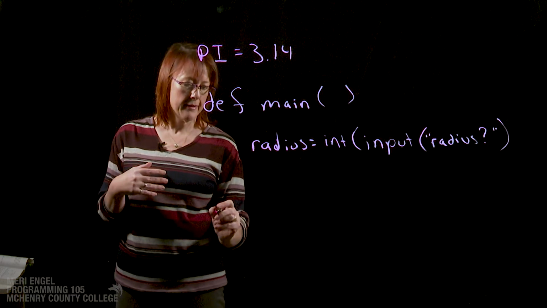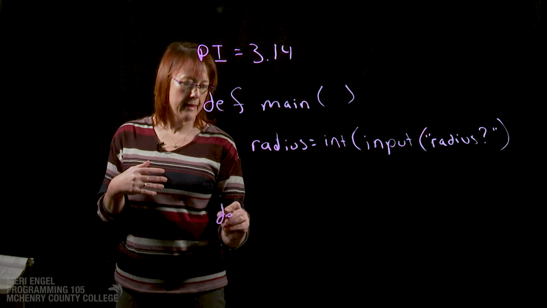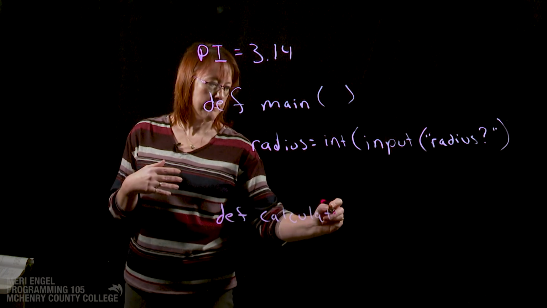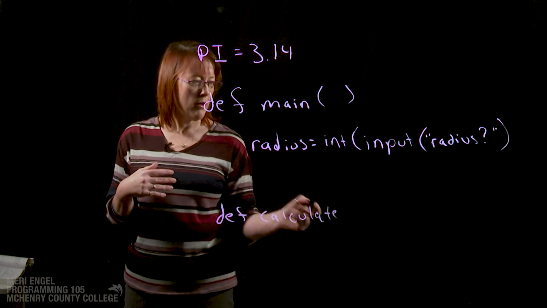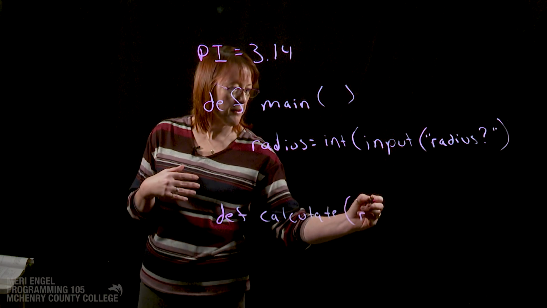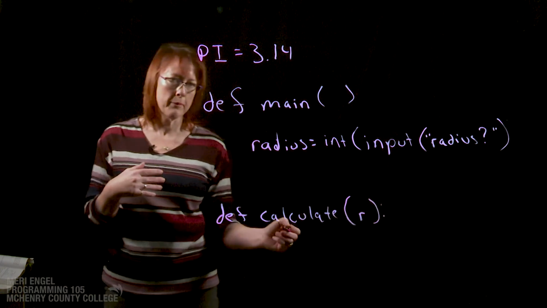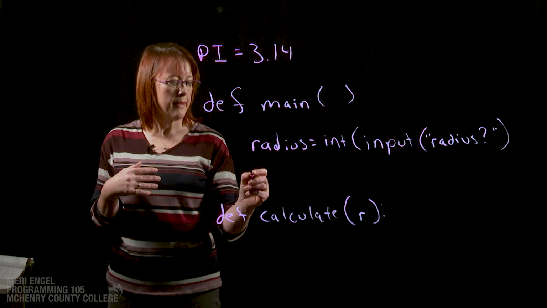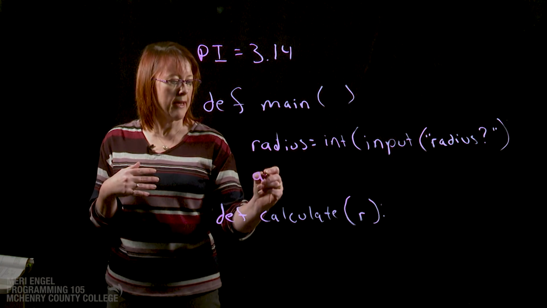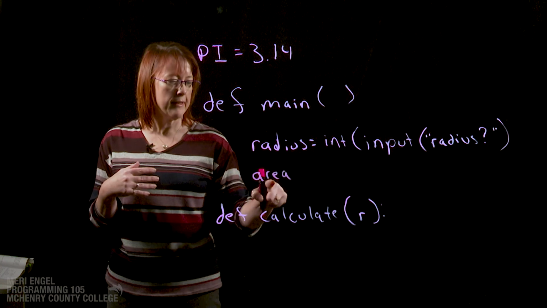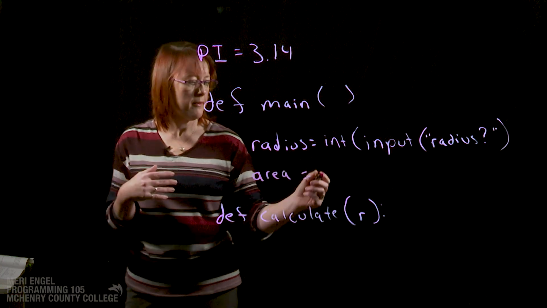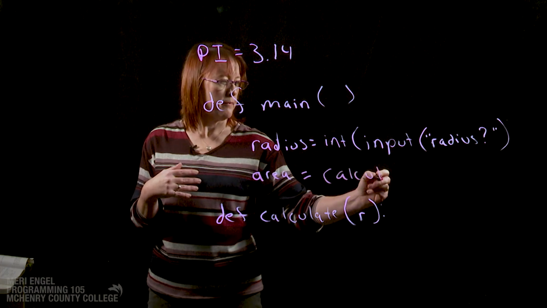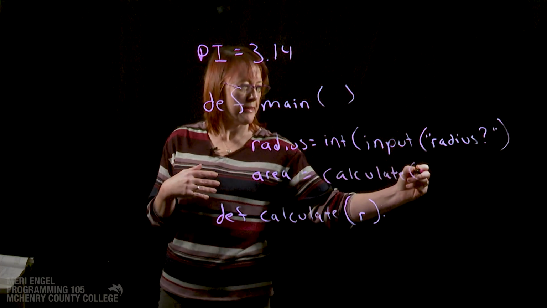And if I have a def calculate, I can call it, and I'm going to have r as my variable here. It's allowed to have a single letter be your variable. So I can call, I'm going to have area, so we're creating a variable, equals calculate, and we're going to send it radius.